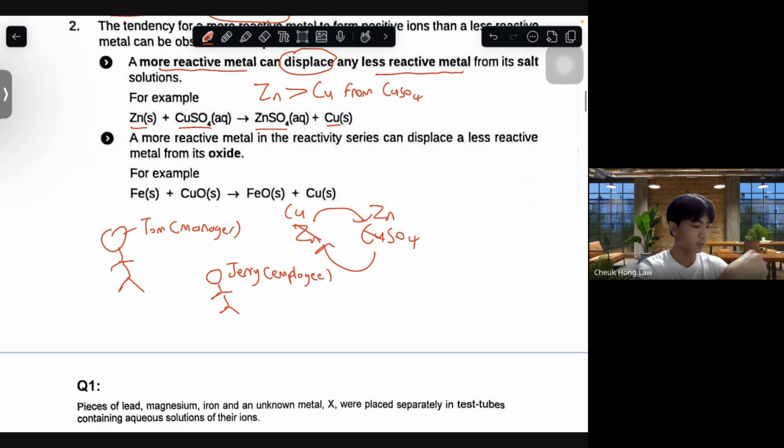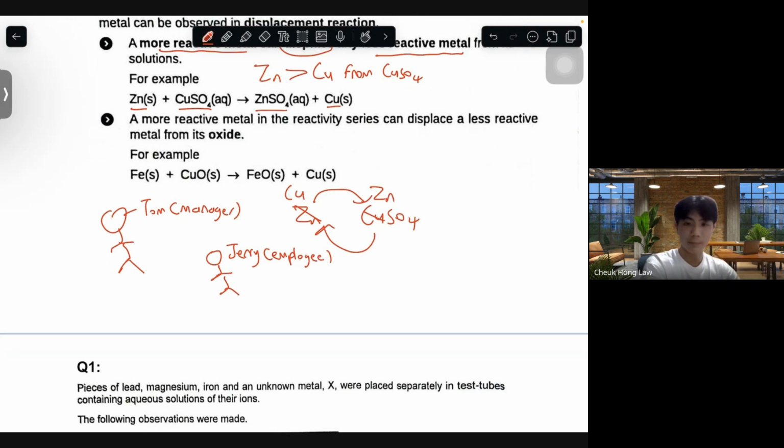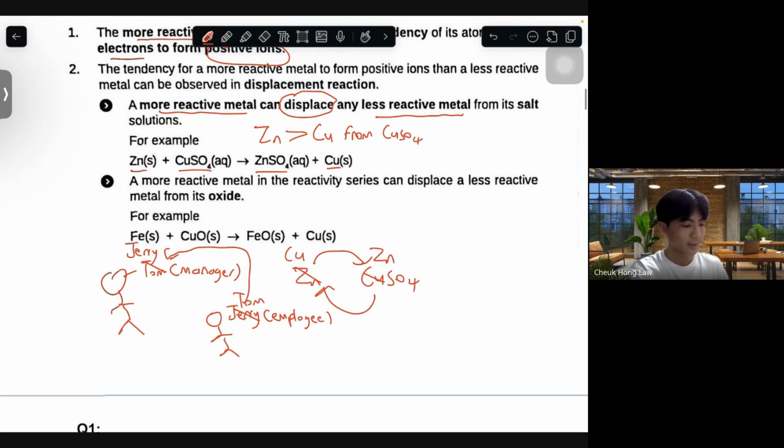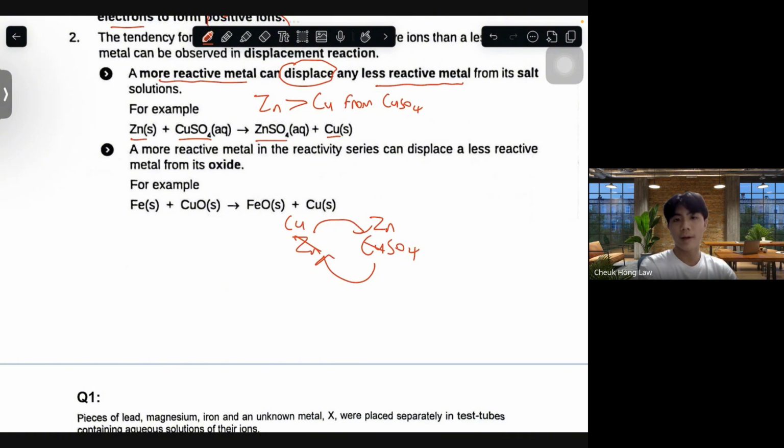So what did the CEO do? He replaced Tom with Jerry. So now Jerry becomes the manager, and Tom becomes the regular employee. Jerry, being more competent, is able to replace Tom from the managerial position. Just like displacement reactions, the more reactive metal can displace the less reactive metal from the solution or from the compound.